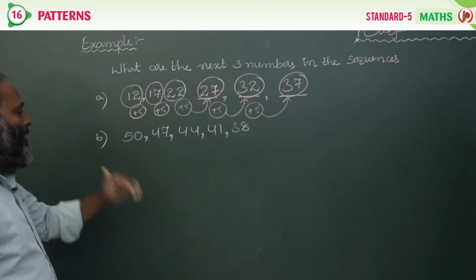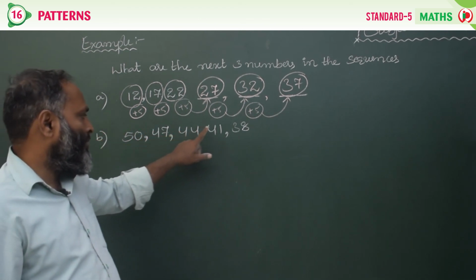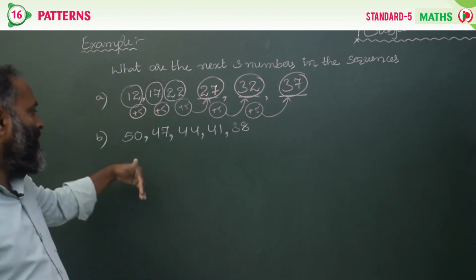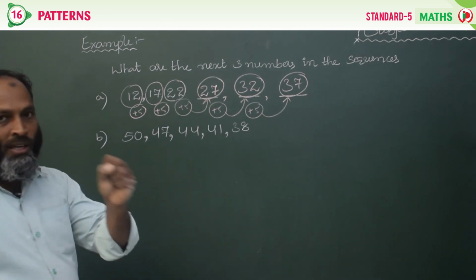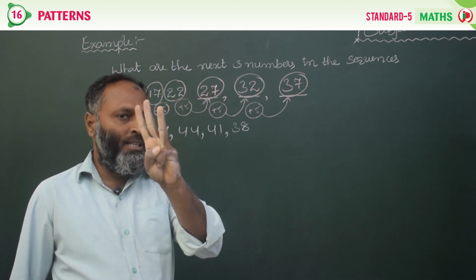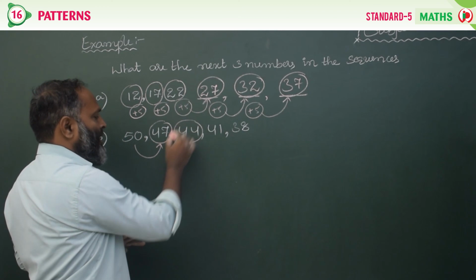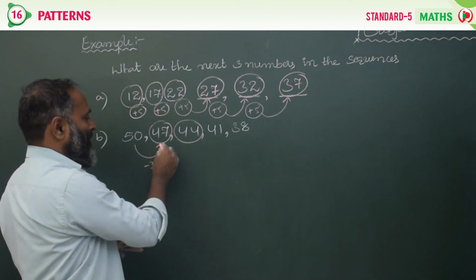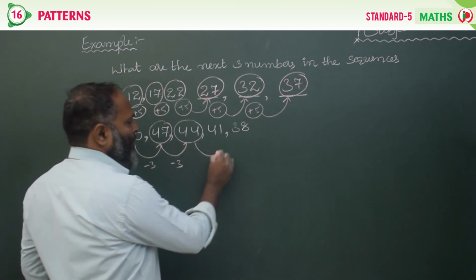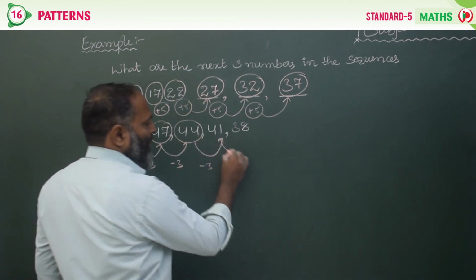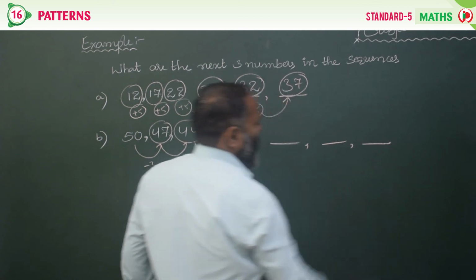Now, in the second one, when we observe the second question, the numbers are 50, 47, 44, 41, 38. How do you get this? What is the difference? Here 3 is reducing: 50, 49, 48, 47. If you reduce by 3, then you will get 47. Again if you reduce by 3, 50 minus 3 is 47. 47 minus 3 is 44. 44 minus 3 is 41. 41 minus 3 is 38.